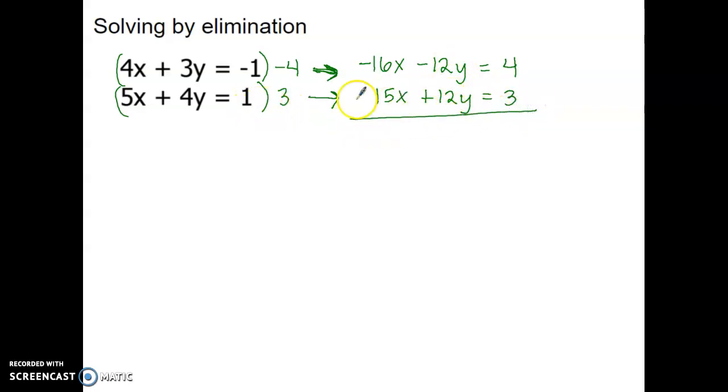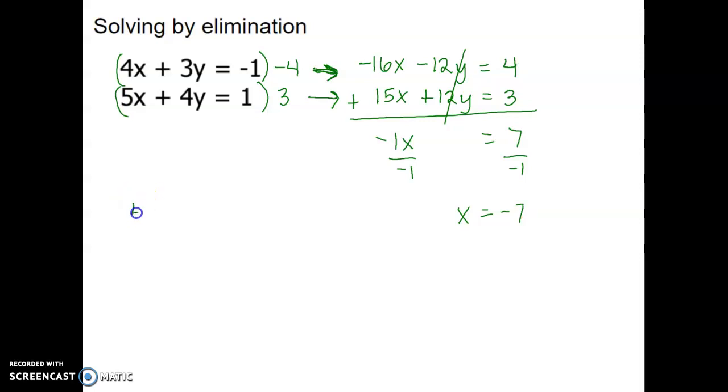Remember, you want it set up so that when you add these two equations together, one of the variables cancels out. Where they're the same number, opposite sign, we're good. So negative 16x and 15x is negative 1x. The y's are gone. 4 plus 3 is 7. Divide both sides by negative 1, and we have what x equals. And then just plug it back in.